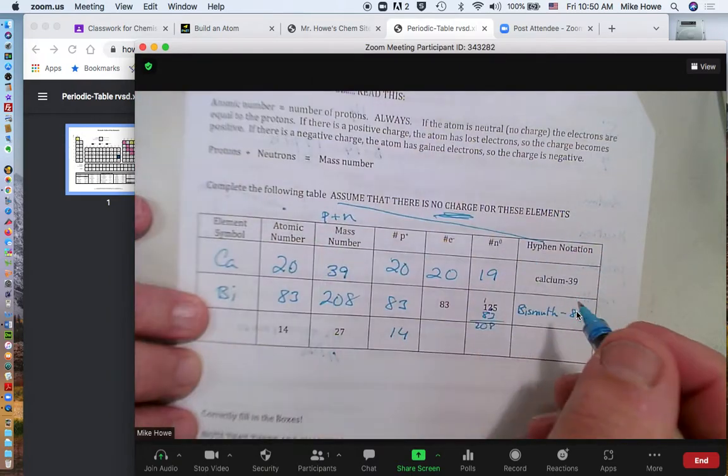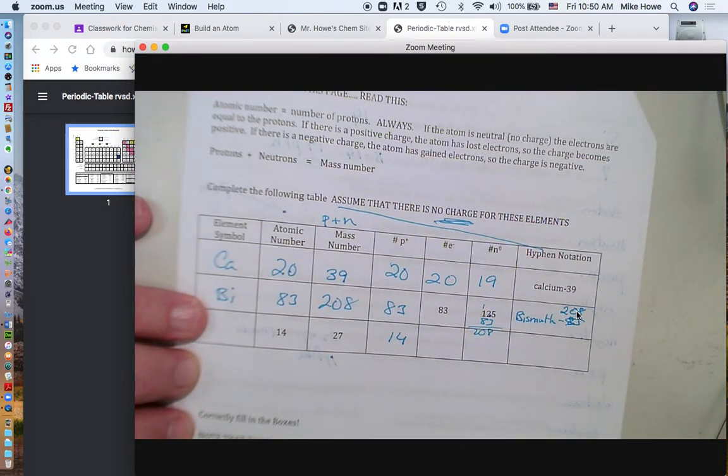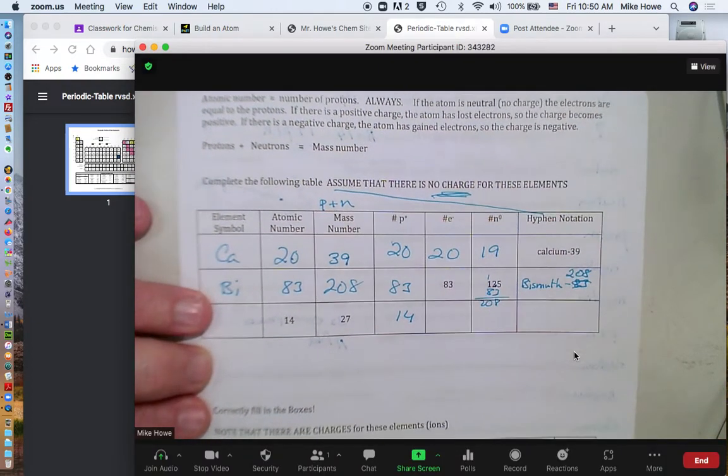I made a mistake here. That should be bismuth-208. You write the mass number down, 208. Okay, so be sure you catch that. I'm not going to redo the video, so be sure you make that change.